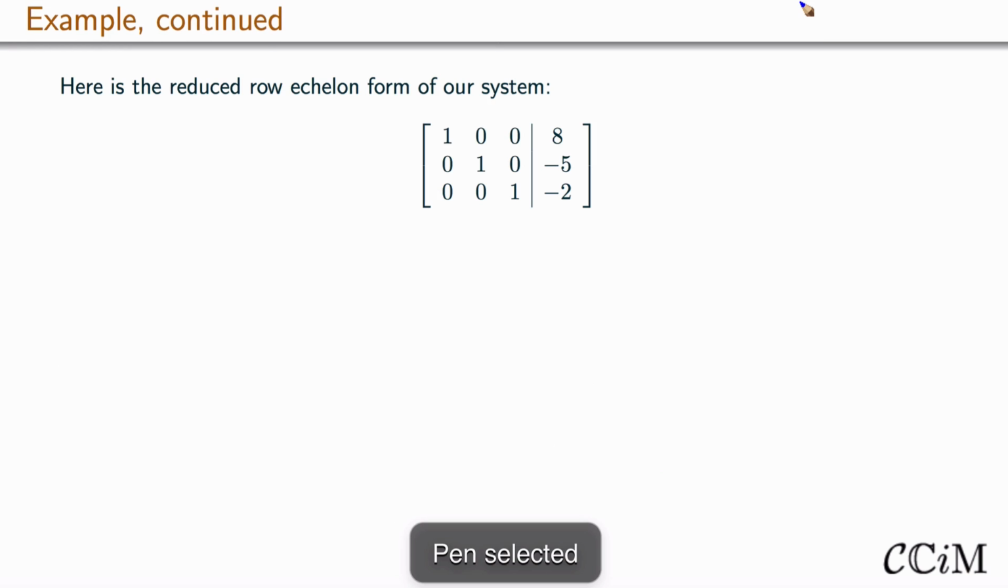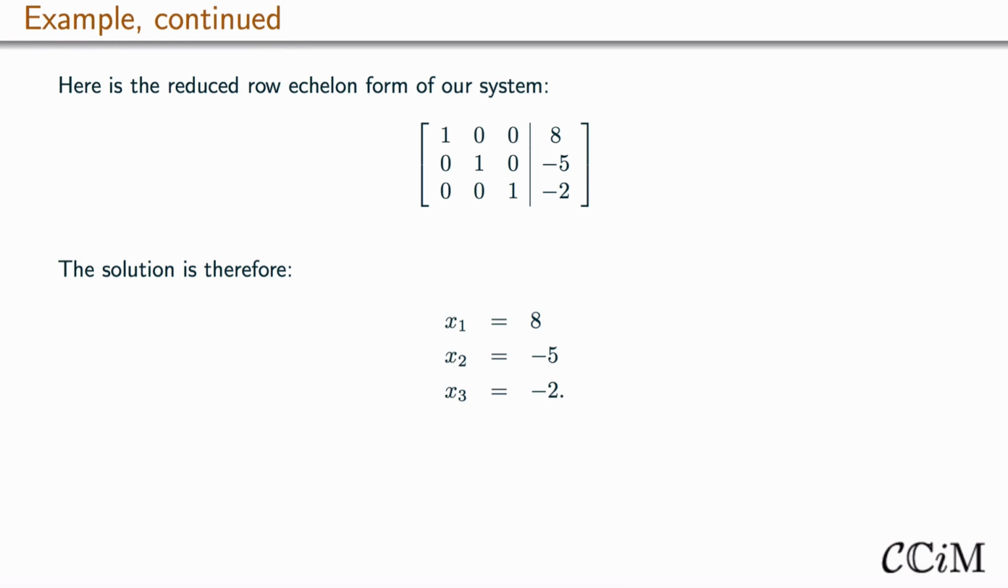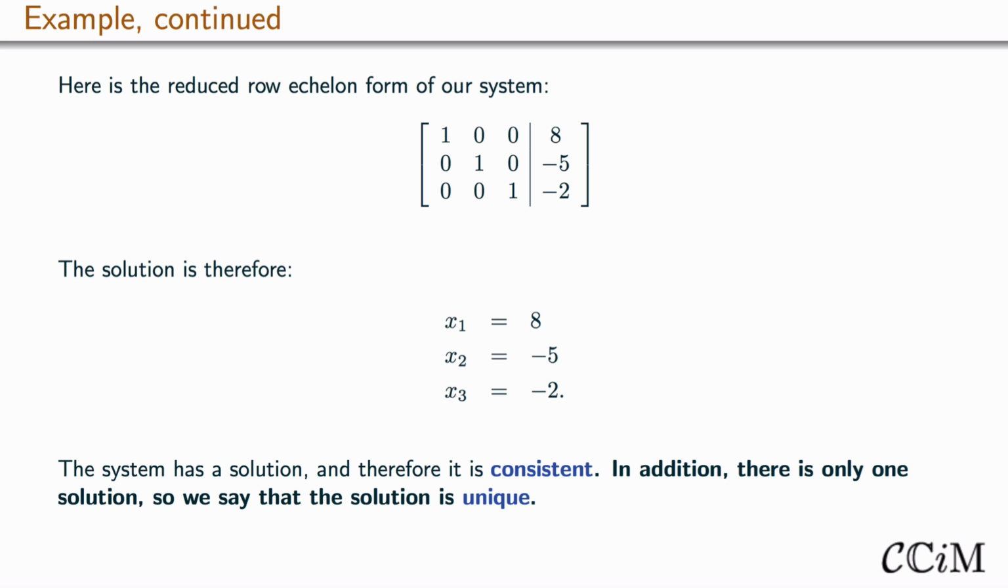Here again is the reduced row echelon form of the system that we just came up with, and we can read from it the solution. We know from the first row that x1 needs to be equal to 8, the second row dictates that x2 be equal to negative 5, and the third row gives us that x3 be negative 2. The system has a solution, we've just found it, and therefore we call the system consistent. In addition, there's only one solution, so we say that the solution is unique. So we found one unique solution.